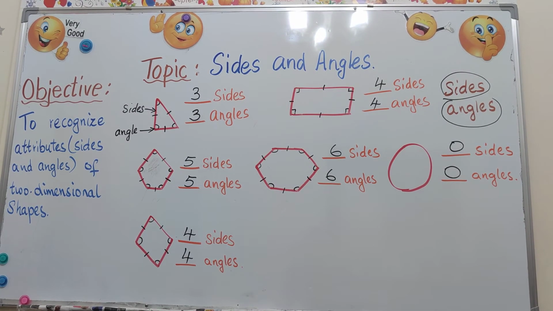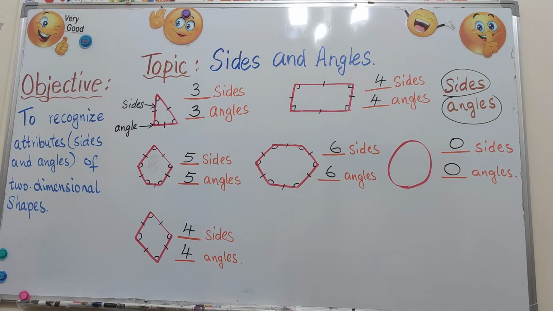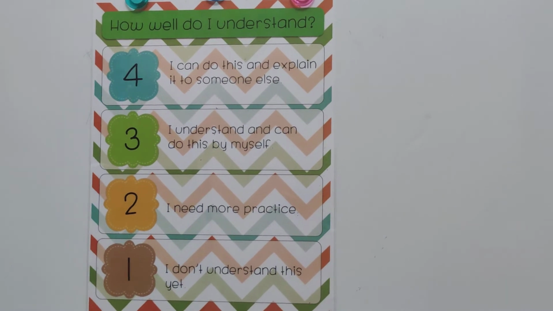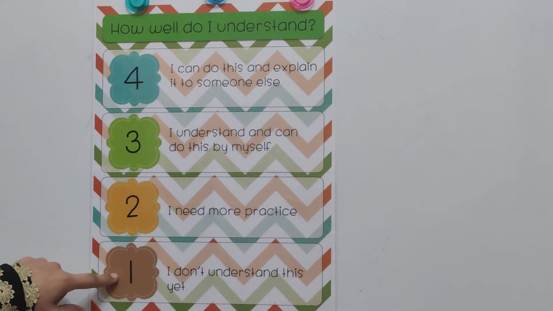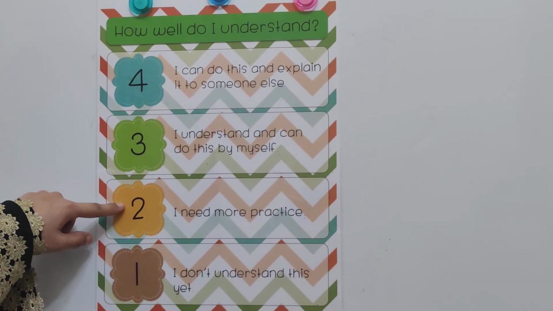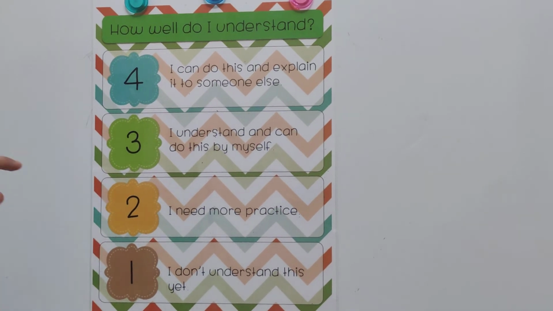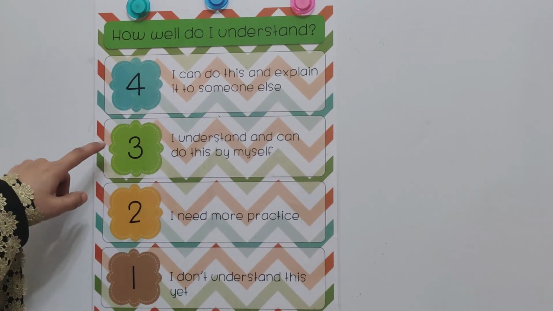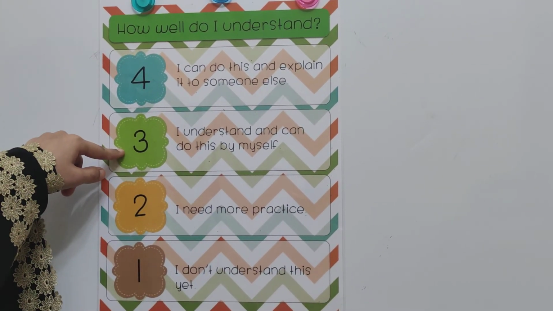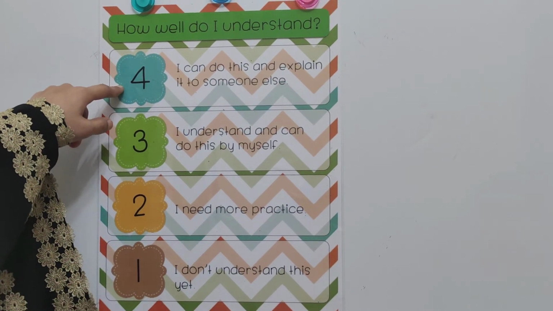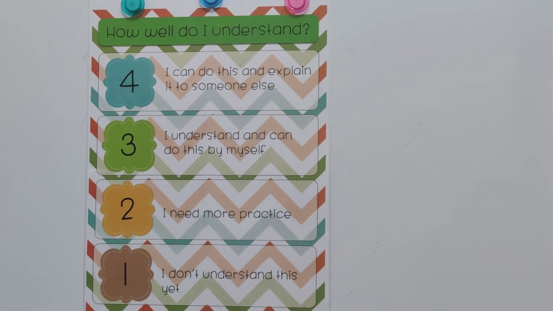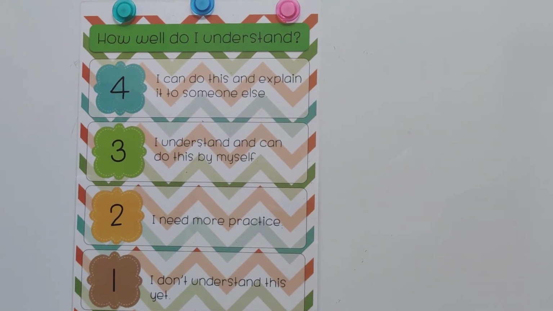Now I hope the lesson was clear to you. Now it's your grading time. Now look at this about the lesson. Grading from 1 to 4. If you choose the number 1, which says that you don't know the lesson and you need to watch the video again. But if you choose number 2, which says that you need a little bit of practice, which is good, not bad. And if you choose number 3, that means you know the lesson and you can solve it by yourself. But if you choose number 4, that means you know the lesson and you can explain it to someone else, which is awesome.